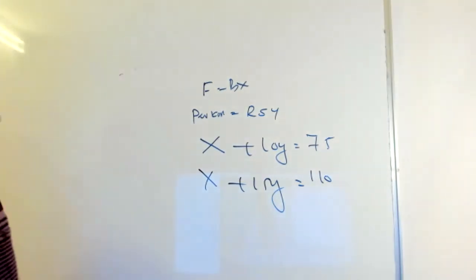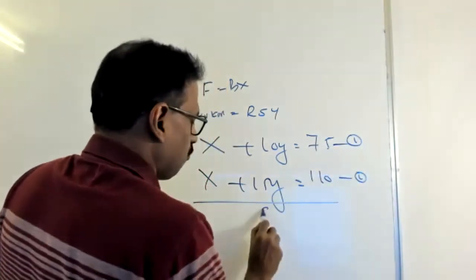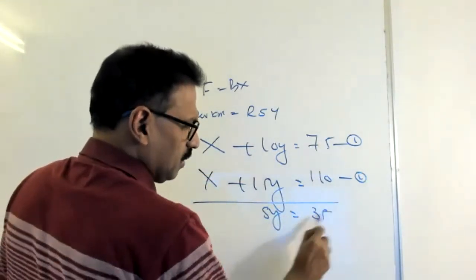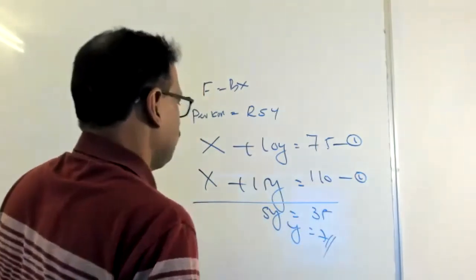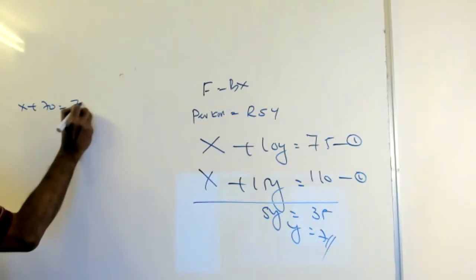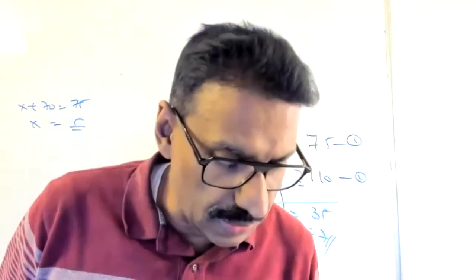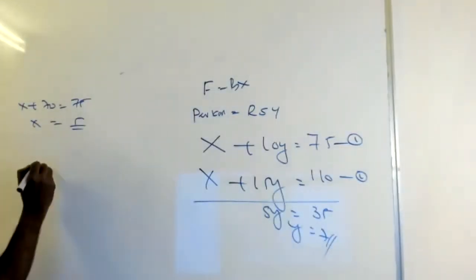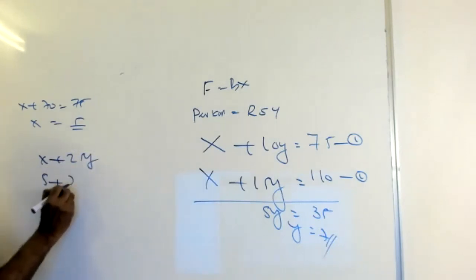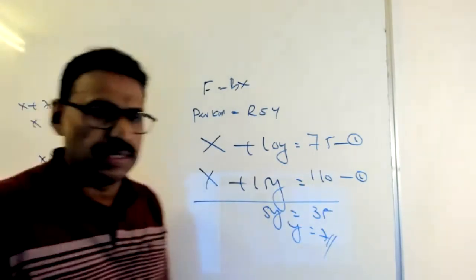Look, you just solve, this is 1, this is 2, subtract, 5Y equal to how much? 35, right? Y equal to 7. Y equal to 7 and X plus 7 times 10 equal to 75, so X equal to 5. Okay, now what is the question? The traveling charge for 25 kilometers. 25 kilometers, X plus 25Y. 5 plus 25 into 7. That is 180 rupees. Okay, 180 rupees you have to pay, then you can travel.